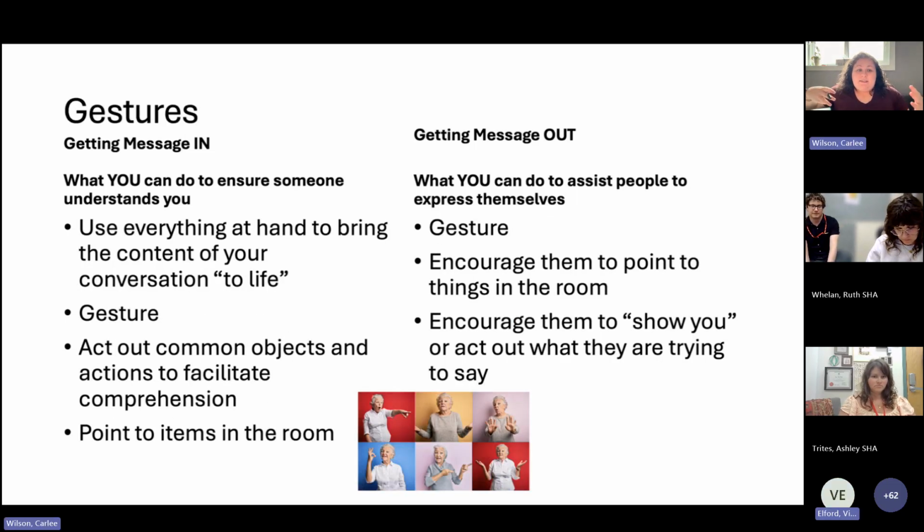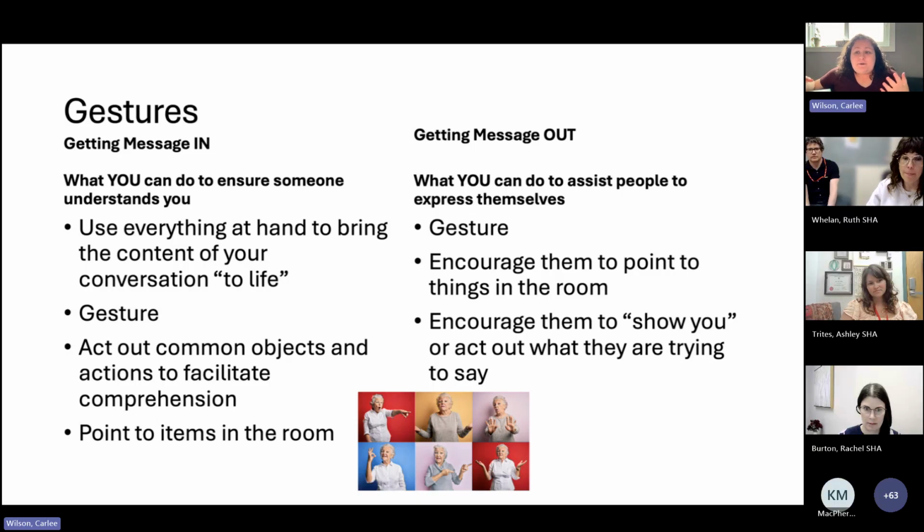Finally, you'll see I'm probably talking a lot with my hands. I like to use gestures, and it's something that people do naturally. But sometimes people with aphasia or other communication disorders forget about using gestures, or maybe don't have access to that part of their brain to be able to use gestures anymore.